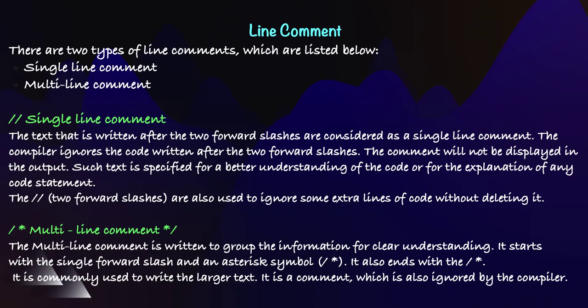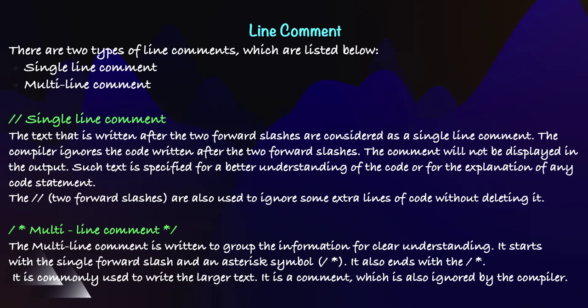So in that manner, we can comment the line. We can make the line a comment line. By making it a single line comment, we are basically going to disable the second line. Disable the second line. Fine. The comment will not be displayed in the output.